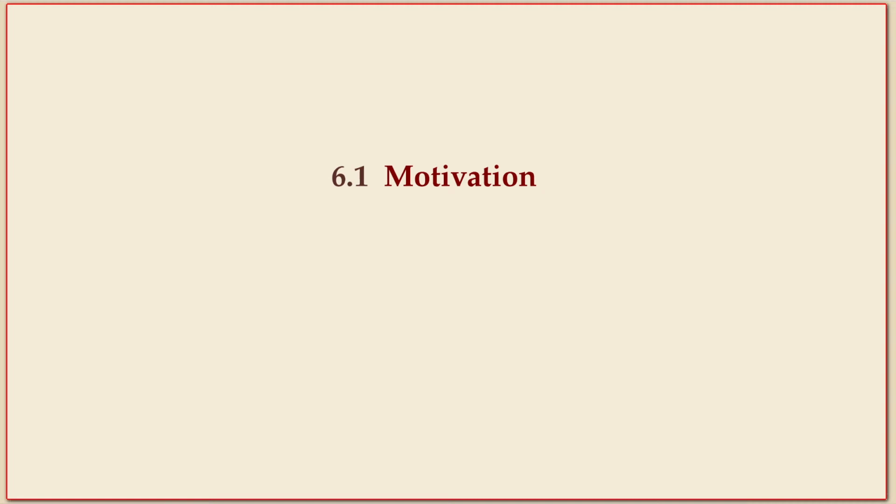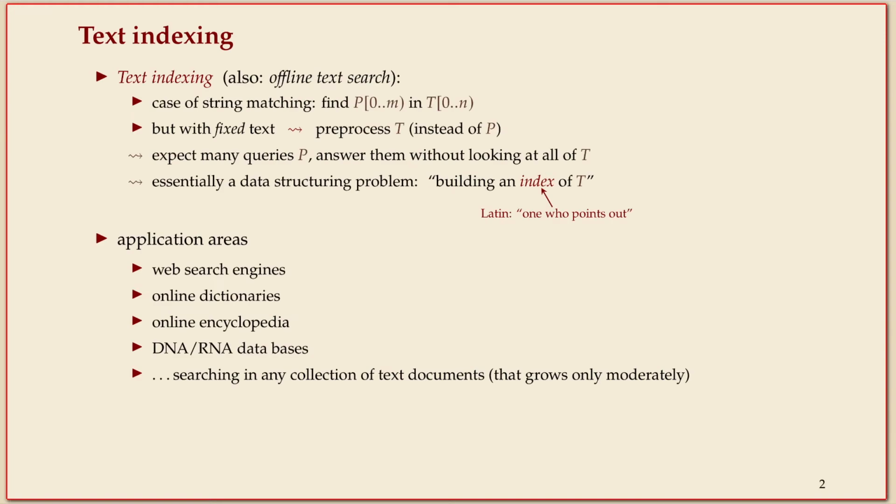Let's start with setting the stage a bit for this, and what text indexing is all about. It's also sometimes called offline text search. The idea is, as in string matching, we have a text and we have a pattern. We try to find, in the easiest way, exact occurrences of the pattern as a substring of the text. But we pre-process the text and assume that we can reuse that index that we built many times, searching for many patterns.